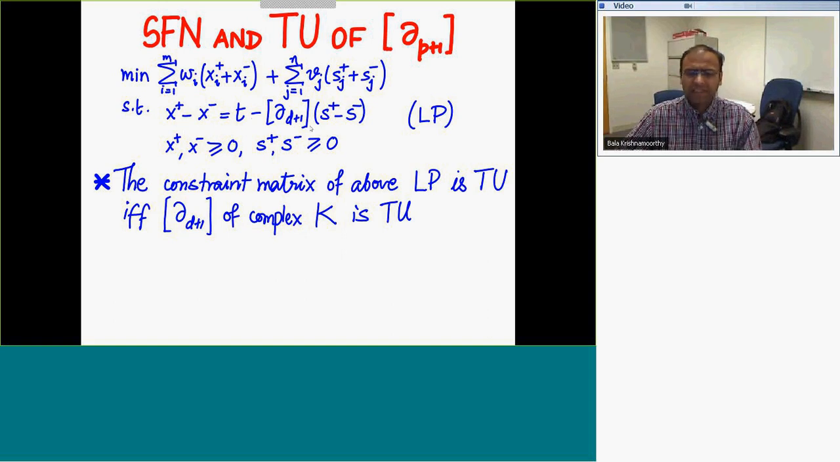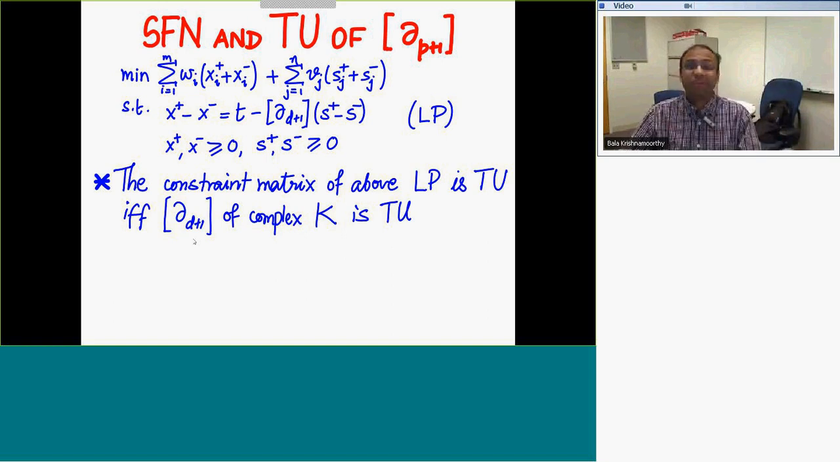This is not in the Ax equal to b form, but after you move all the variable terms to the left, it turns out that the constraint matrix of this problem is totally unimodular if and only if the boundary matrix is totally unimodular. There are operations which preserve total unimodularity. For instance, you can scale a row or a column by -1, or you can add a singleton row or a column, and so on. It turns out you can construct the constraints of this problem from the boundary matrix using a bunch of those operations. So if and only if the boundary matrix is TU, the constraint matrix is TU, so things are nice.